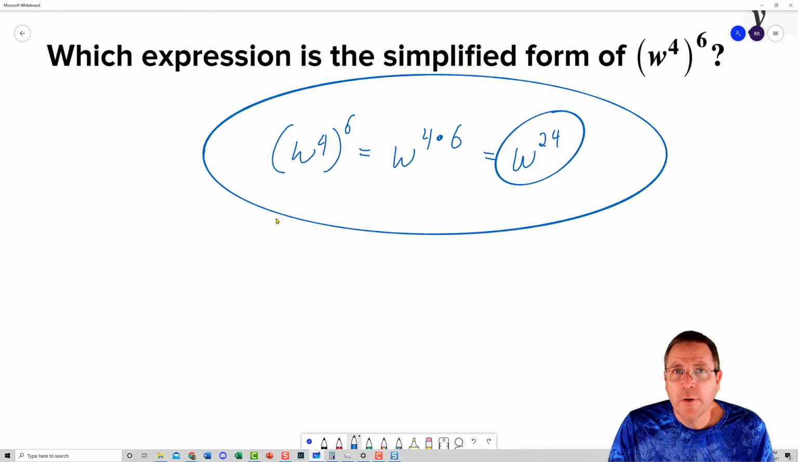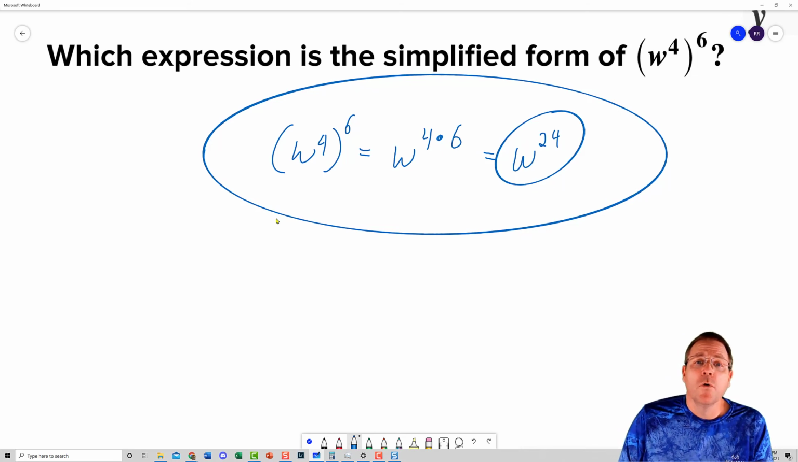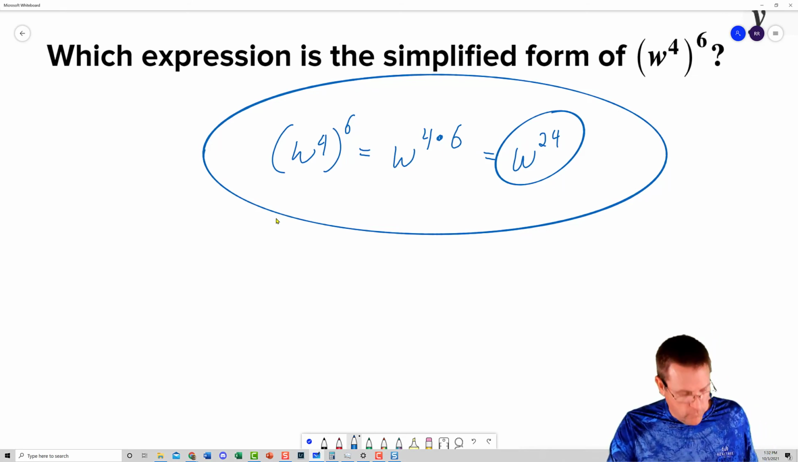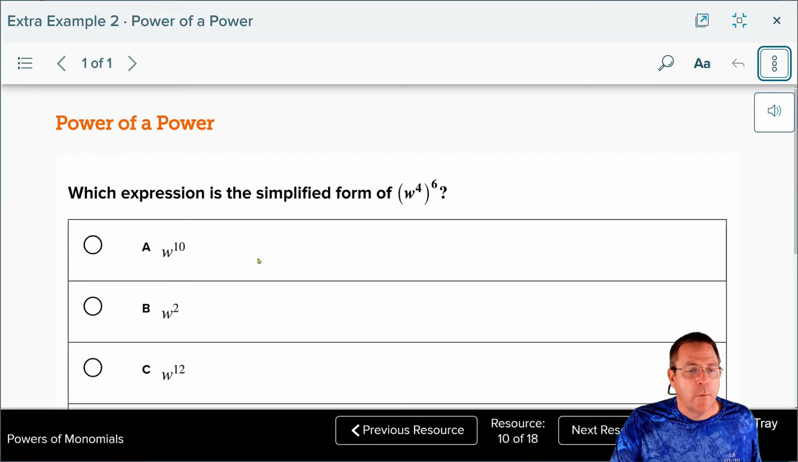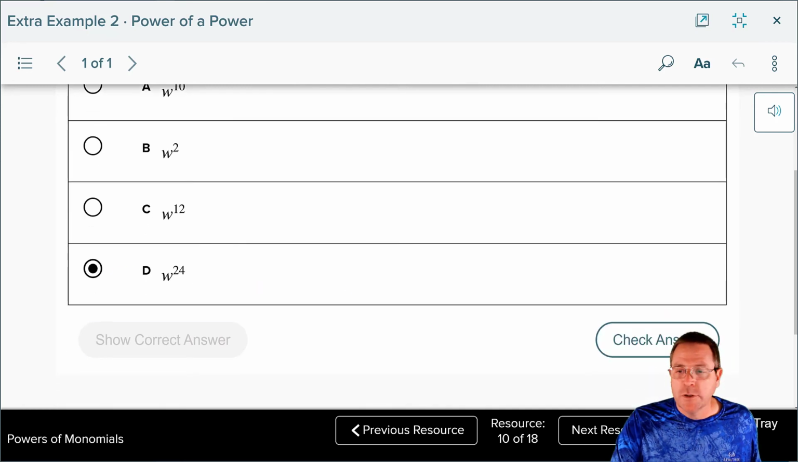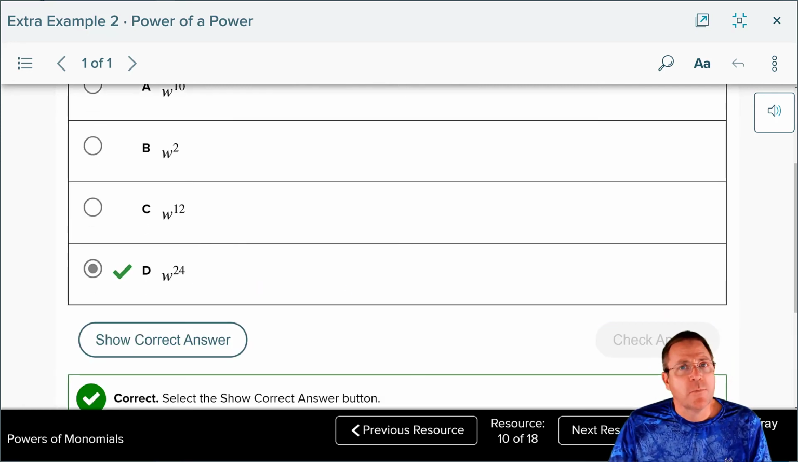If I don't have that on each and every problem of the homework, I know that I'm going to be doing it just for fun. Jump back over to our problem, and we're looking for w to the 24th, which is D, and our answer checks. Really is that simple.